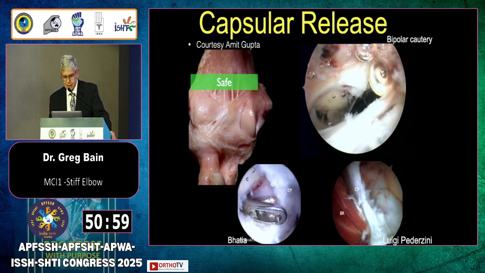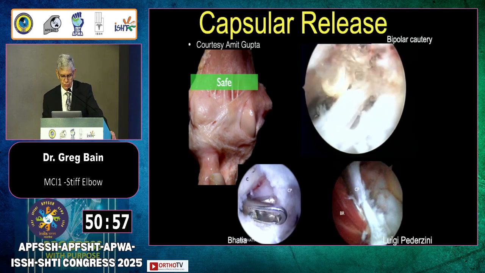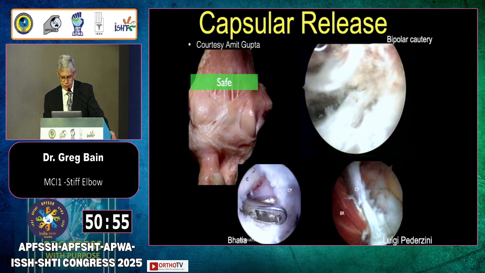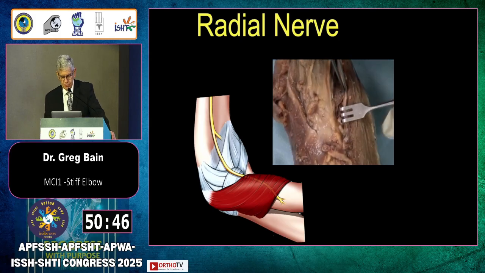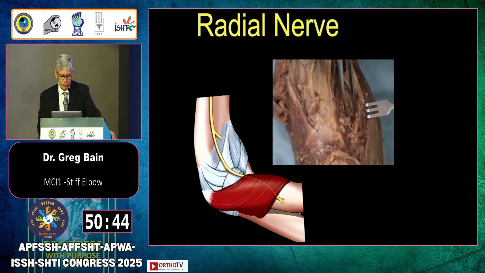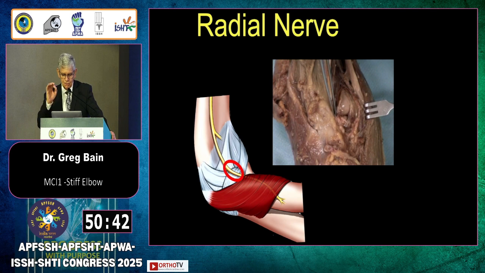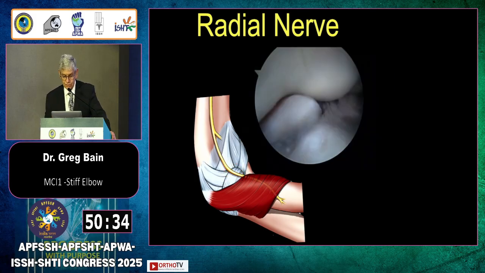So we can see here a capsular release using bipolar cautery, but you can use basket forceps. And for the very experienced surgeon, you can actually identify the radial nerve on the anterior aspect. This cadaveric specimen beautifully shows the radial nerve and PIN passing over the anterior aspect of the capsule, the radial head and capitellum.